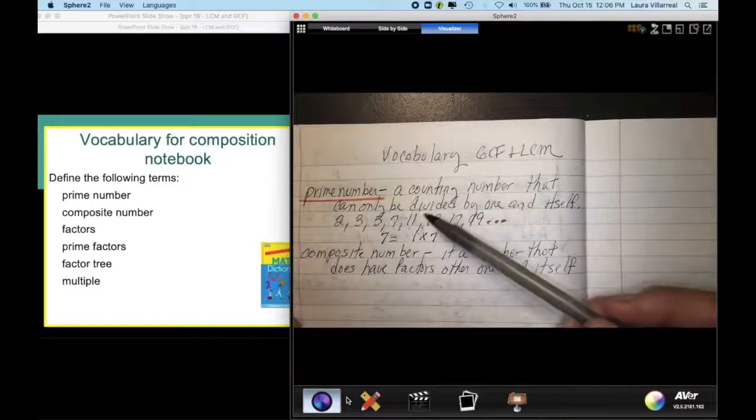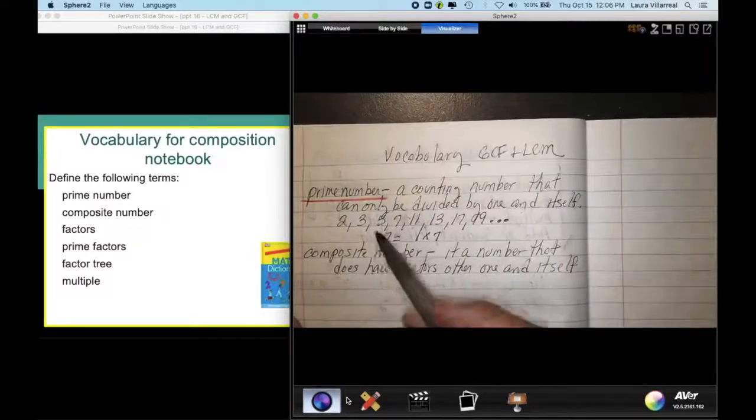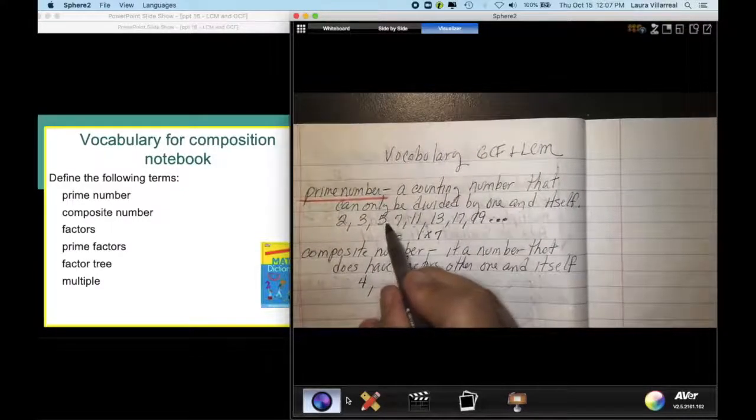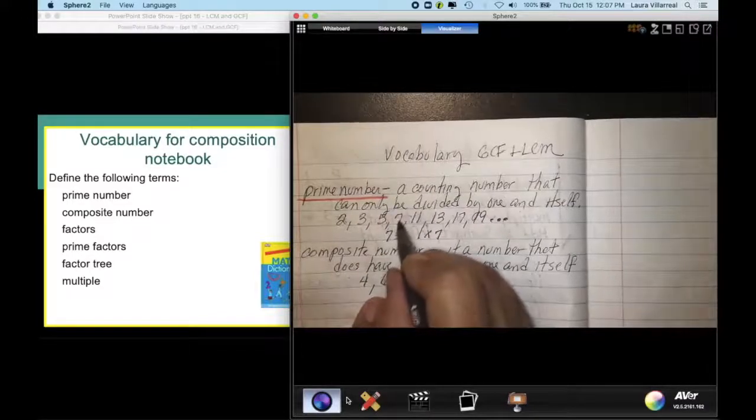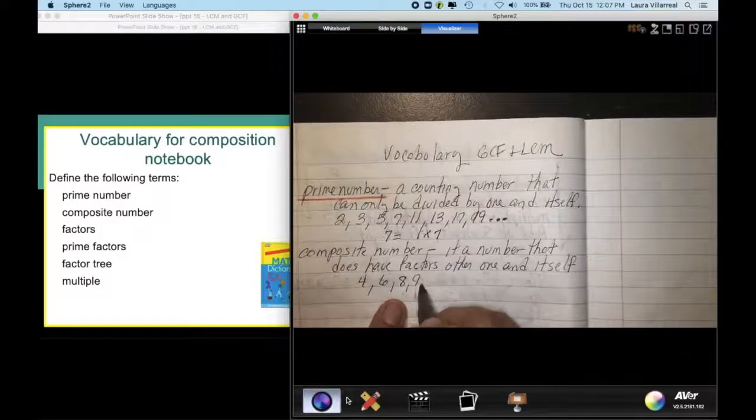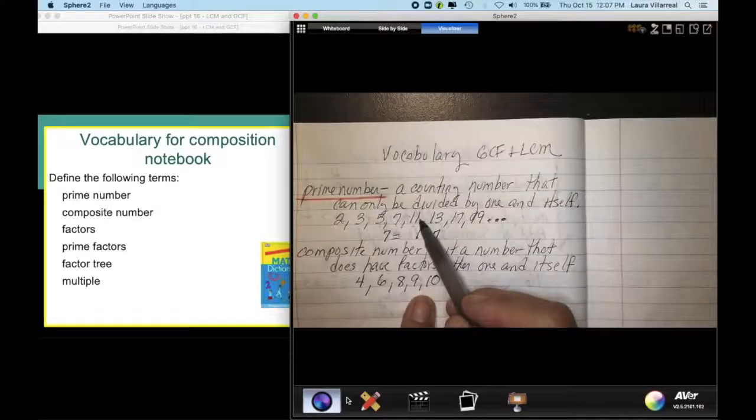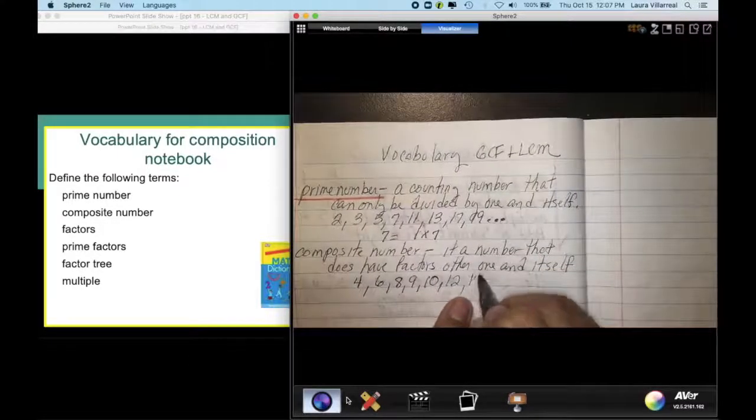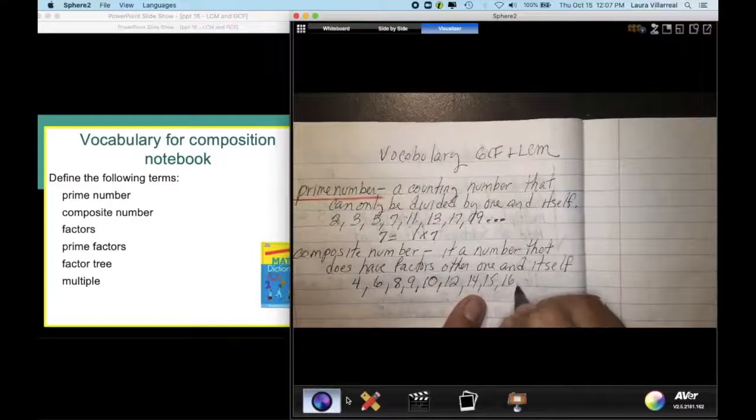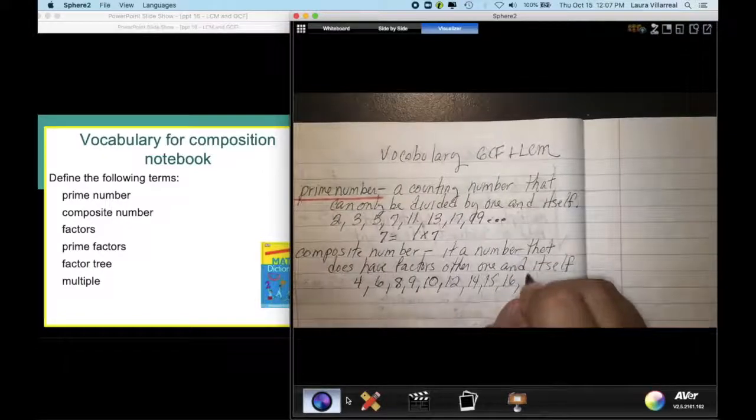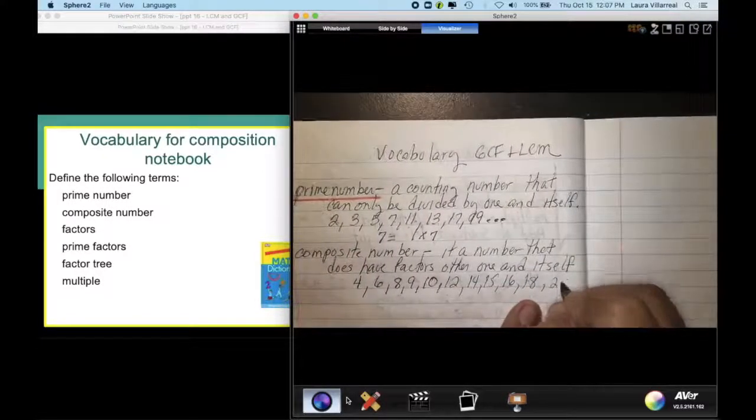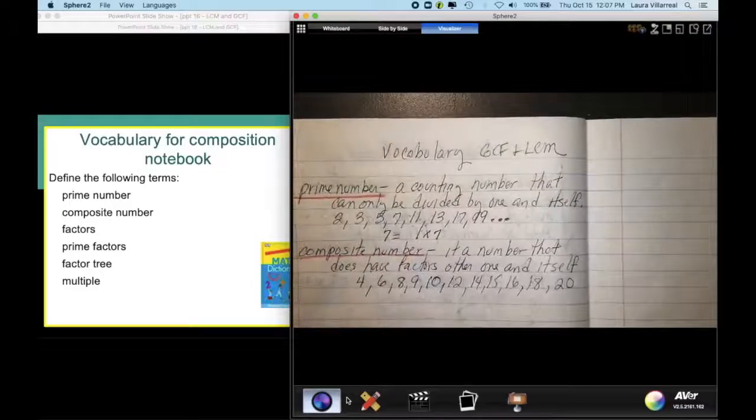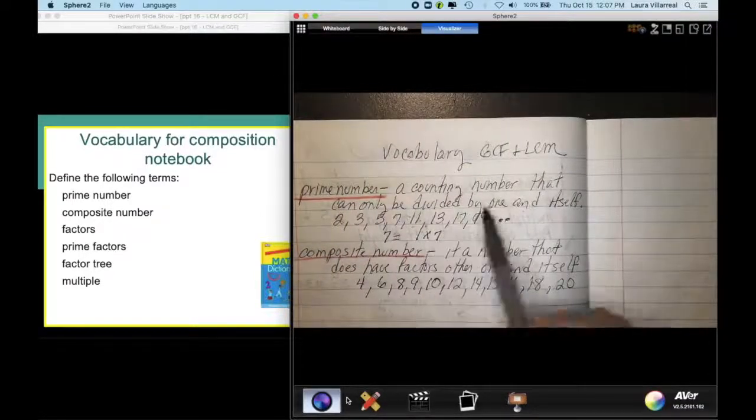Okay, so remember, a number cannot be prime and composite at the same time. So if 2 is a prime number, 3 is a prime number, then that leaves 4. Over here I have 5, so this would be 6, 7, 8, 9, 10, 11 is prime, 12, there's a 13, 14, 15, 16, 17 is prime, 18, 19, and then 20. So I am looking at the list of counting numbers from 1 through 20 and identifying the prime numbers from the composite numbers.